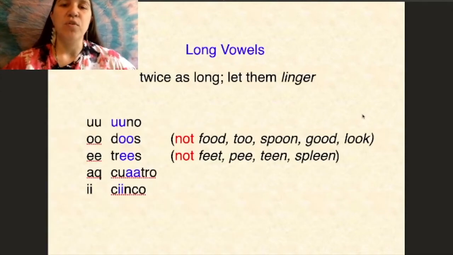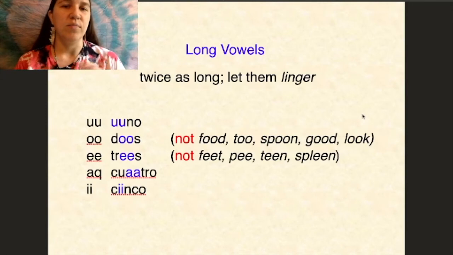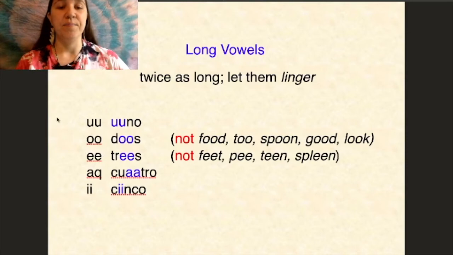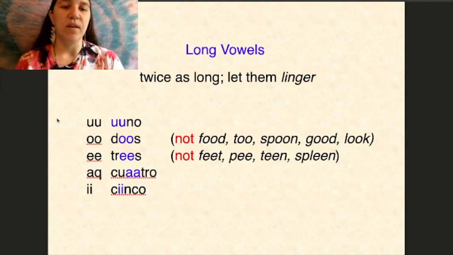And so those were our short vowels. And as you may have noticed in some of those words, some of the vowels in particular words may not have been highlighted, and they were followed by two vowels. And these are long vowels. So when you have two U's together, two O's or E's, that will be a longer vowel or a longer sound of that vowel. So just kind of say it twice as long.